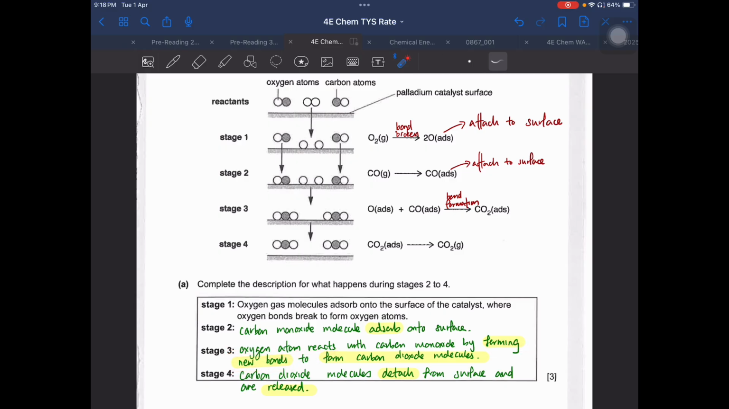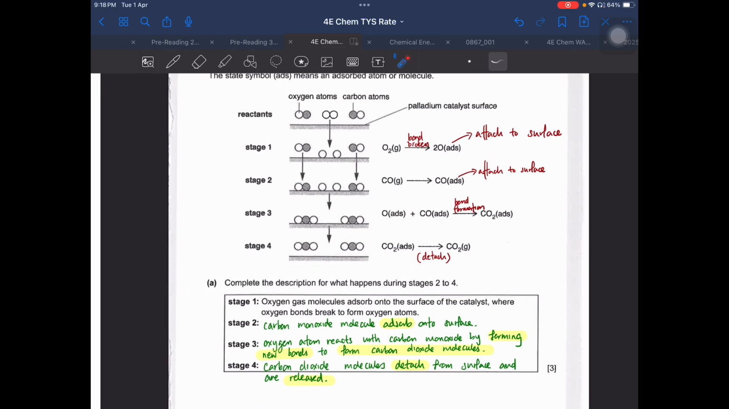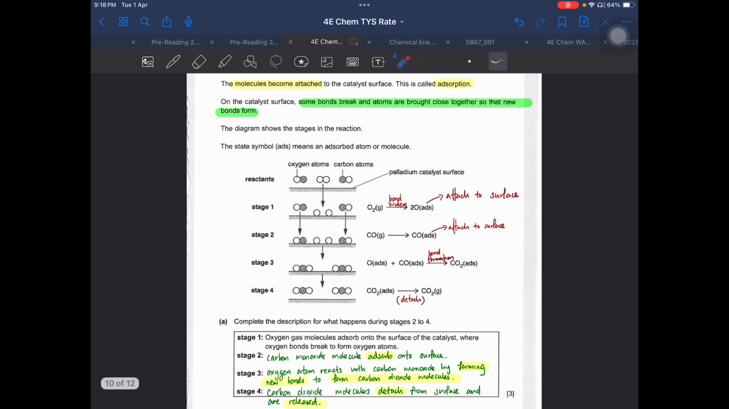And then we go on to stage 4. This is basically going from adsorb to releasing. So this is a detachment of the molecules, or release of the molecules as it leaves the whole system. That's why we say that carbon dioxide detached from the surface and was released. So treat this more as a database question, with the information at the top telling you what is the process that's happening, and then you need to try to make sense of the diagram over here.